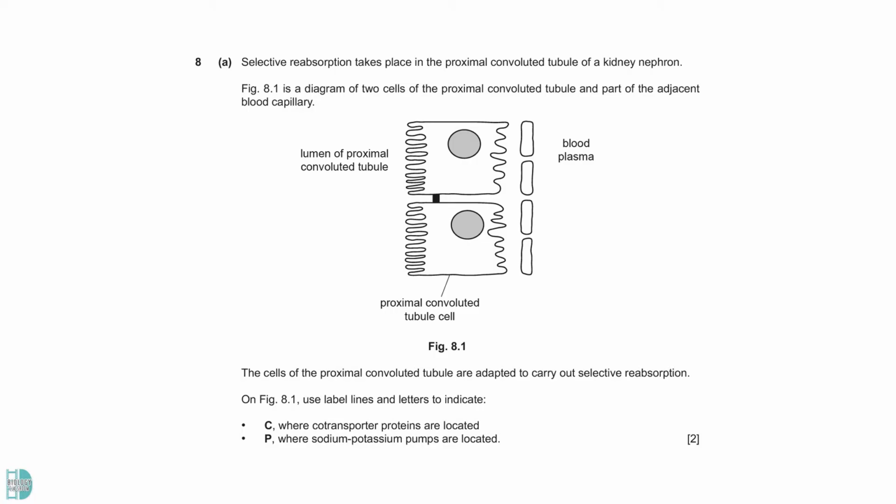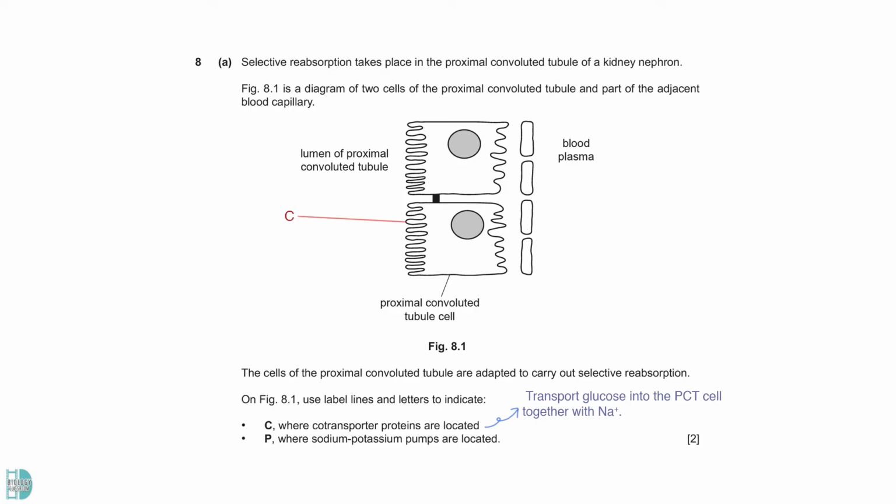Here is a diagram of the proximal convoluted tubule and part of the adjacent blood capillary. A wants you to label where these proteins can be found. The first one is the co-transporter protein. This is the protein that allows glucose to move into the PCT cell together with sodium ions. So, you will find it on the microvilli facing the lumen of PCT.